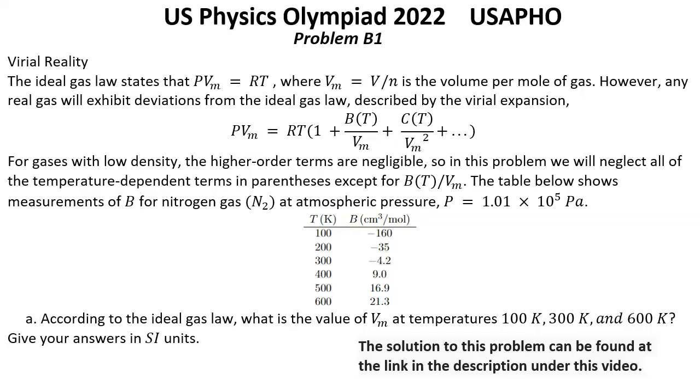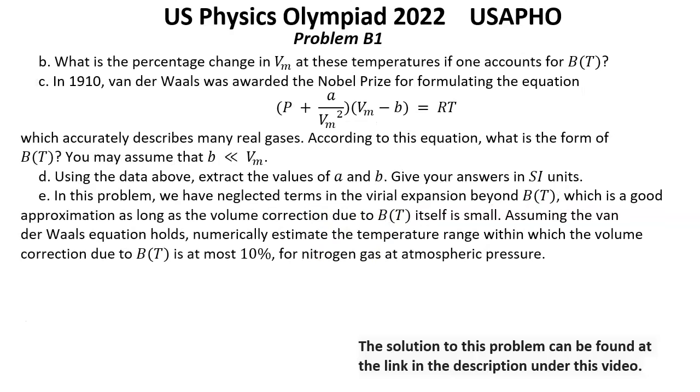The table below shows measurements of B for nitrogen gas N2 at atmospheric pressure P equal 1.01 multiplied by 10 to the power 5 pascals. Question A. According to the ideal gas law, what is the value of V_m at temperatures 100 Kelvin, 300 Kelvin and 600 Kelvin? Give your answers in SI units. Question B. What is the percentage change in V_m at these temperatures if one accounts for B(T)?